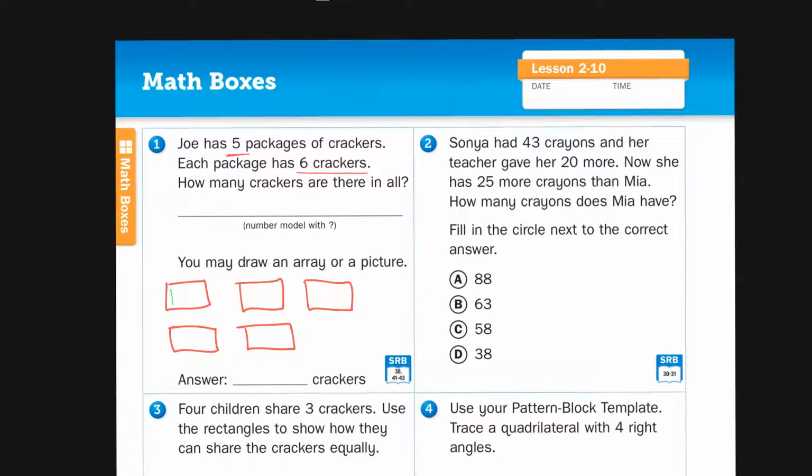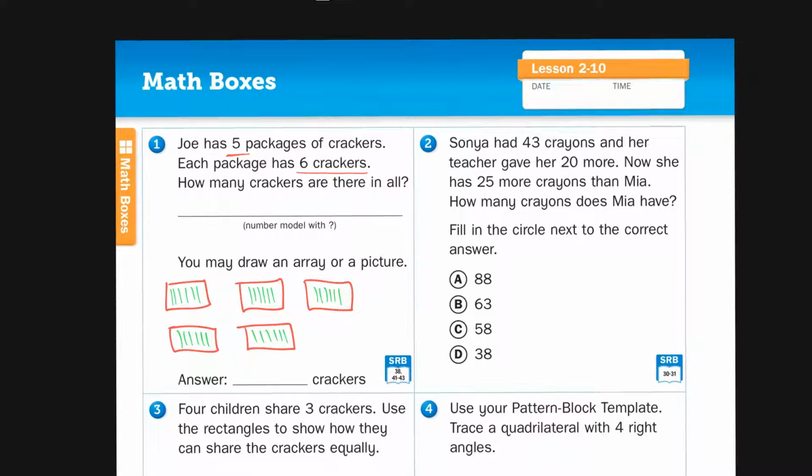So I'm going to draw 1, 2, 3, 4, 5, 6 in each group. So I know that I have 5 groups of 6.